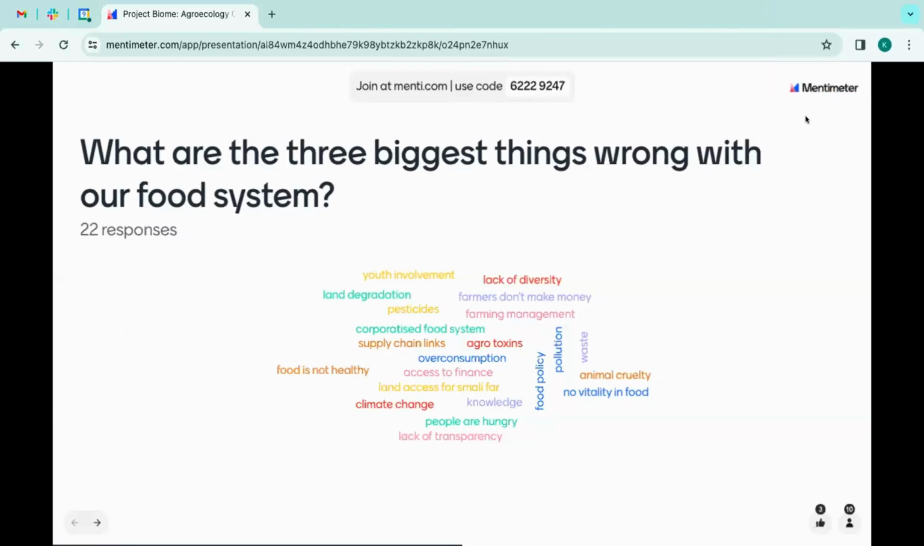Hi, it's from Cape Town. I can see by the people here, we have people with a lot of experience, and I'm wondering, it would be interesting to find out what people think the causes of these problems are. Like, why do we have a lack of diversity? Why is our food system corporatized? So I'm wondering if anybody has comments on that.